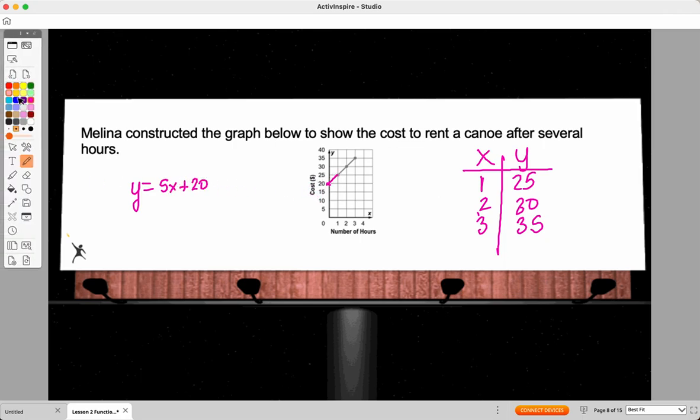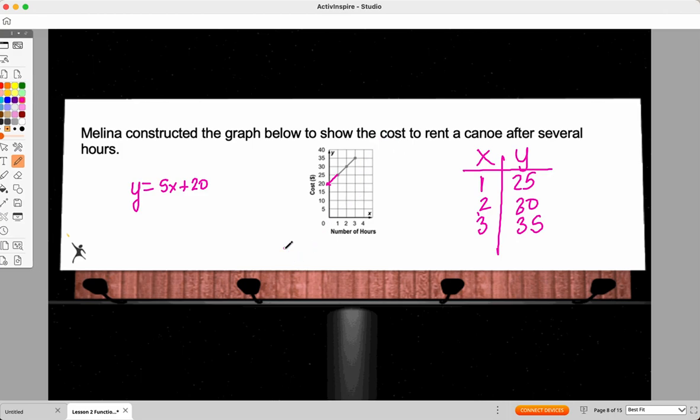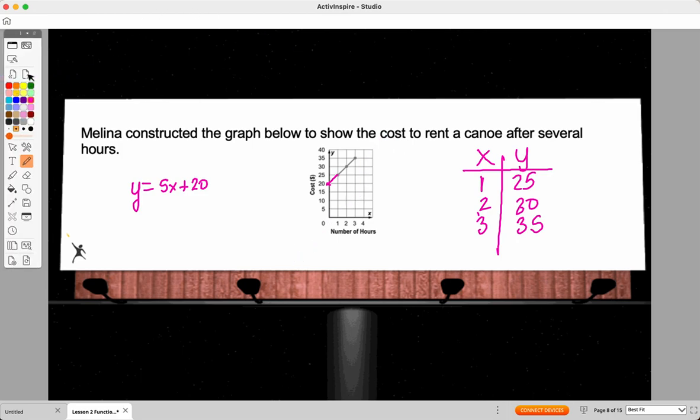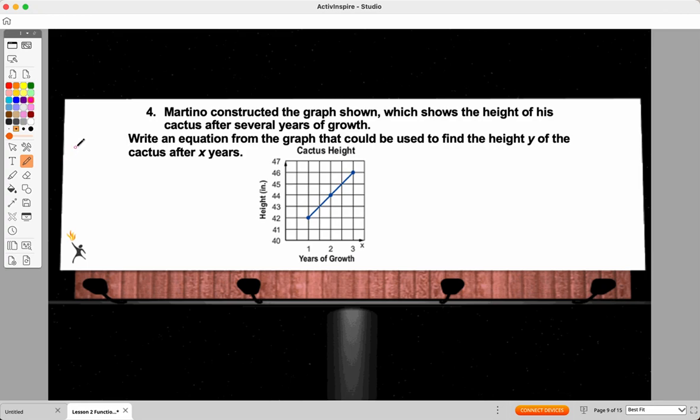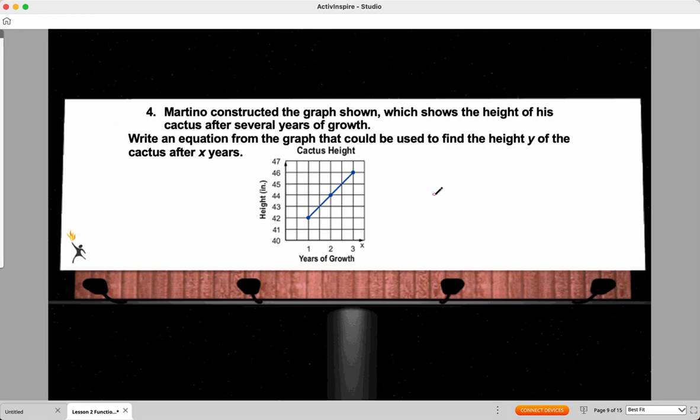That's our starting point. So apparently when she went to rent the canoe, you had to pay $20 just to get the rental. We kind of already did this earlier, so I skipped ahead. But like we were talking about, the key to this is extending the line or using that chart we created earlier. So if I say x and y, we know that it's 1 and 42, 2 and 44, 3 and 46. Now we create our line and write an equation.